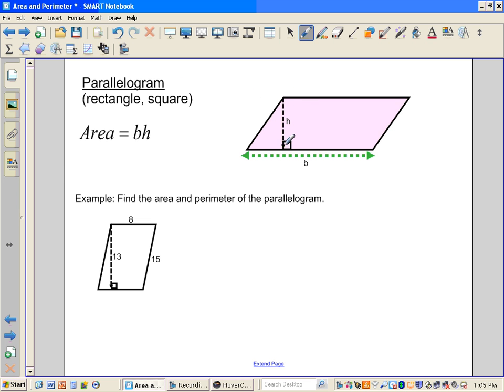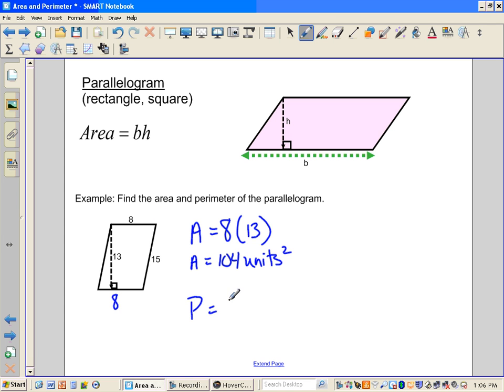If it's a parallelogram, again, you have to make sure, just like in the triangle, that the height and the base are perpendicular. Well, if we have this example here, we want to find the area of this parallelogram. I'm going to do the base, which in this case is 8, because we know this would be 8 down here as well, times the height of 13, and 8 times 13 is 104 units squared.